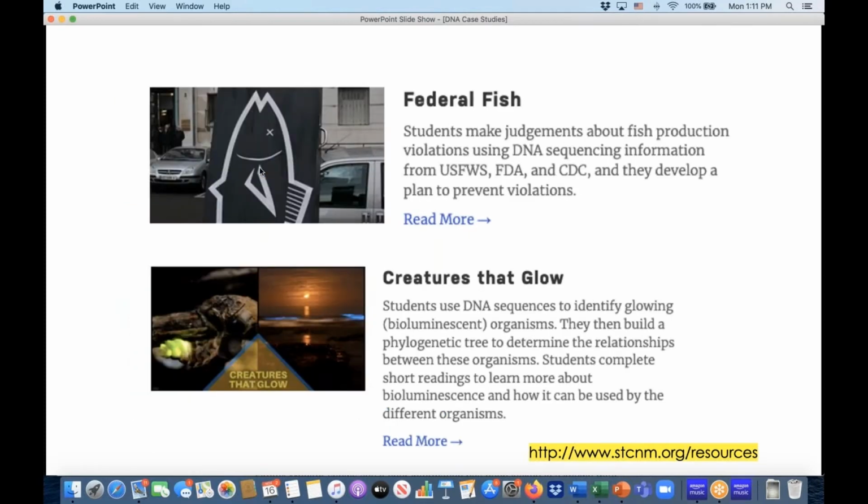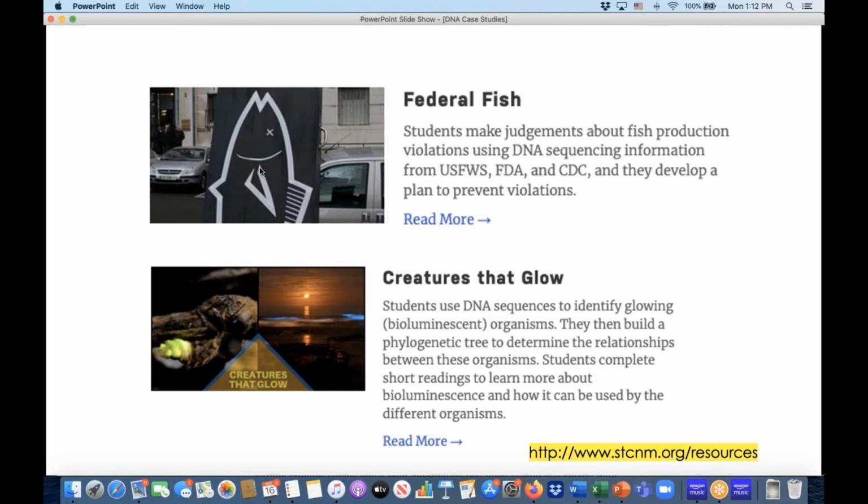Our federal fish one is basically, it's fishy. It's fishy business because students basically are given DNA sequences that, for example, maybe a fisherman or fisher people claim comes from this species of fish, but it comes from a different species, or lower quality fish are being passed off as higher quality fish. And so basically students determine, is that really the fish that it's purported to be? And then what are the implications? And so sometimes there's conservation implications. For example, if the fish that's being sold under a false name is actually potentially an endangered or threatened species. So again, they get into a little bit of critical thinking, and then they come up with a plan on how to prevent further violations of this sort.